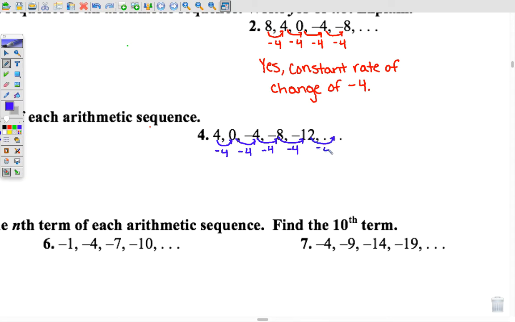So negative 12 minus 4 gives me negative 16. Subtract 4 from that. Negative 16 minus 4 is negative 20. And then subtract 4 from that. And negative 20 minus 4 is negative 24. So here are my next 3 terms for the sequence. I'm just going to write it down here nice and neat. We have negative 16, negative 20, and negative 24.